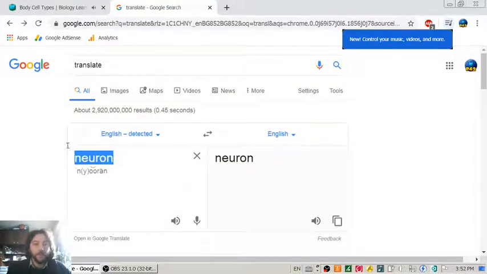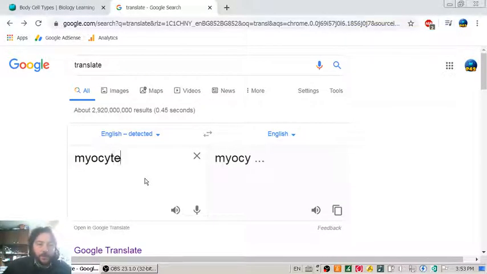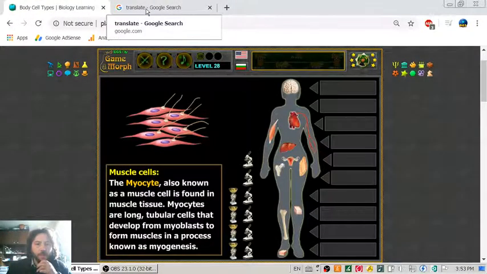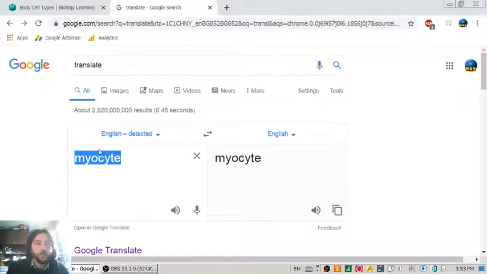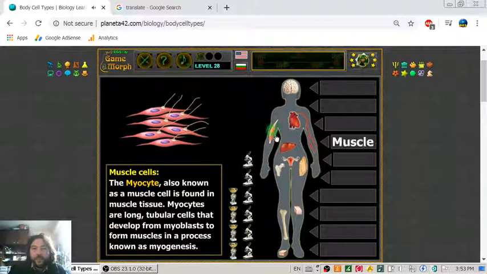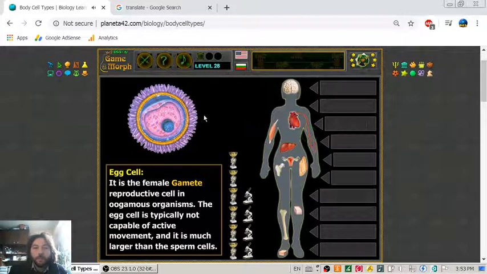Let's see. What did I type? Myocyte. I thought so. Myocyte. There's the muscle system. And we have another white blood cell in the blood. There's the egg cell.